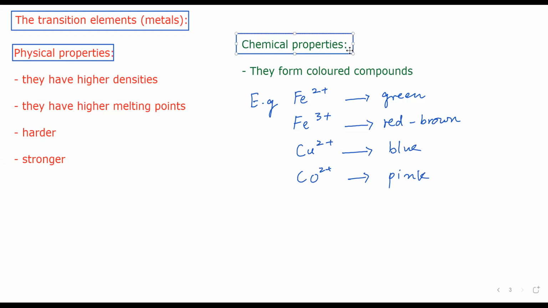So they form colored compounds. You may write this under physical property as well. Other than that, they are used as catalysts.